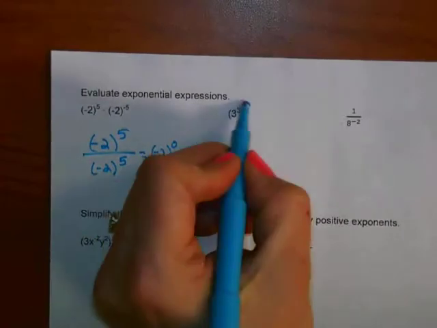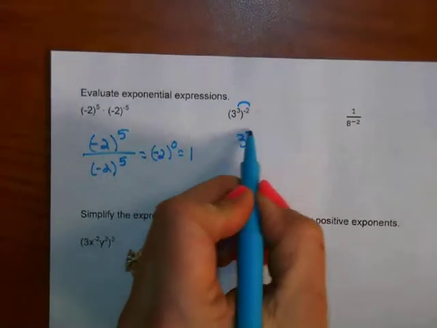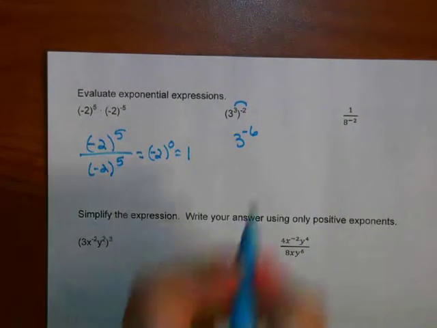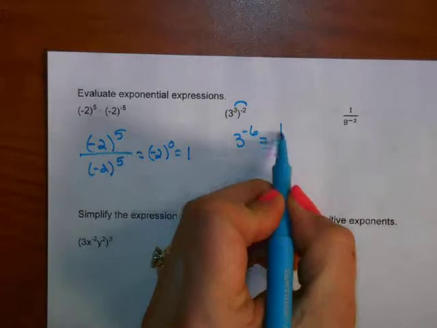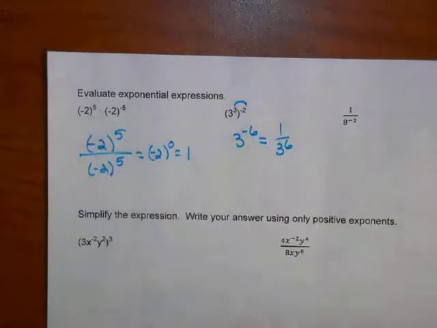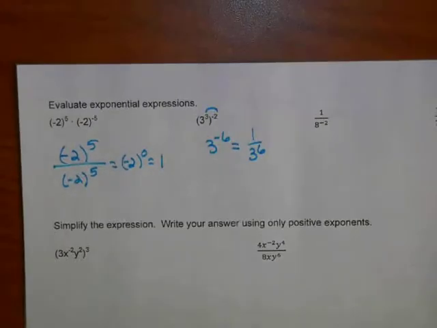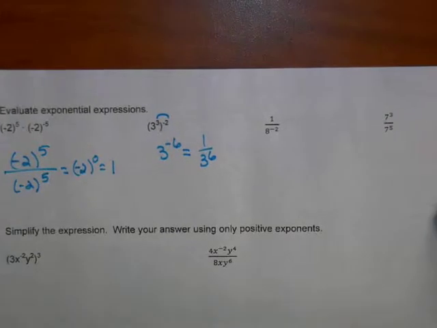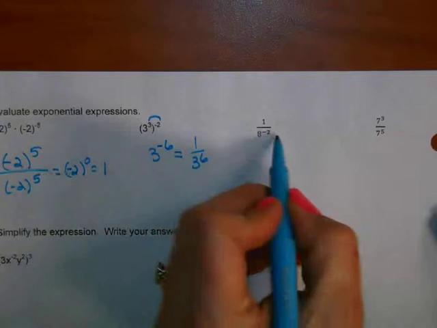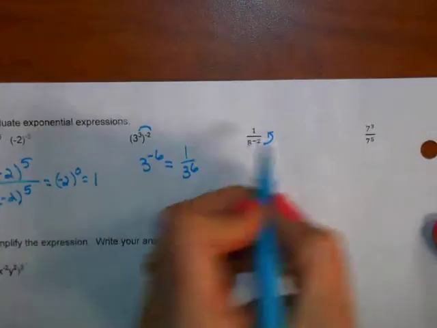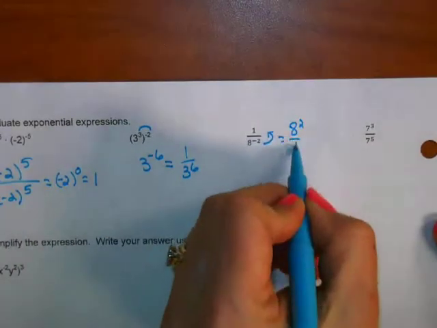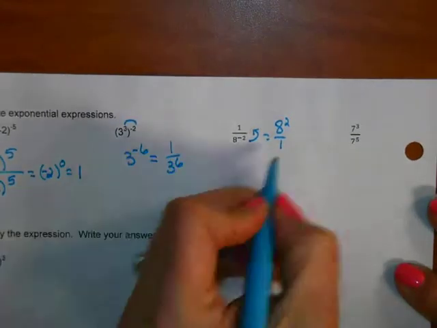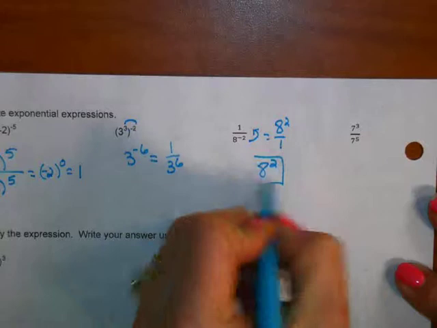Okay, property from before, 3 to the negative 6. I don't want negative exponents, so I'm going to write it as what? 1 over 3 to the 6. All right, I can't have negative exponents in my answers, so what am I going to do to this one? You put it up on top, so basically it looks like that, and really you just don't write the 1. Equals 8 squared, or 64, however you want to put it.